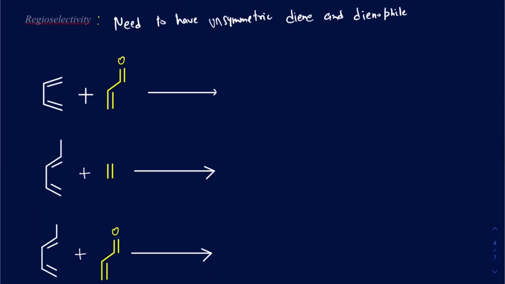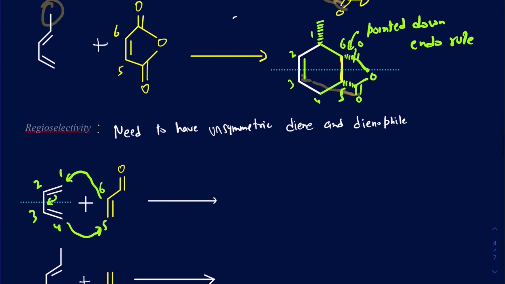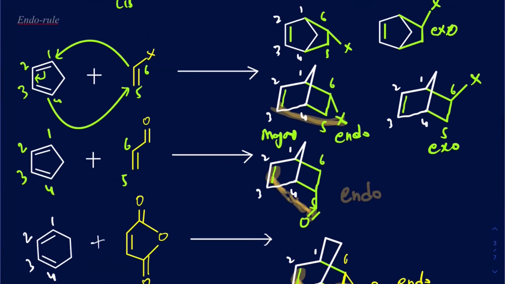Let's talk about regioselectivity. The regioselectivity comes into play whenever you have dienes and dienophiles that are unsymmetric. Let's take an example of these questions I have here. In the first one, I have a symmetric diene, and the dienophile is unsymmetric. So it doesn't really matter how I do the attack, whether I do, let's call this 1, 2, 3, 4, and 5, and 6, whether I do 4 attacking the 5 or 6 attacking the 1 and vice versa, it will still make the same product. I'll show you with an example here.